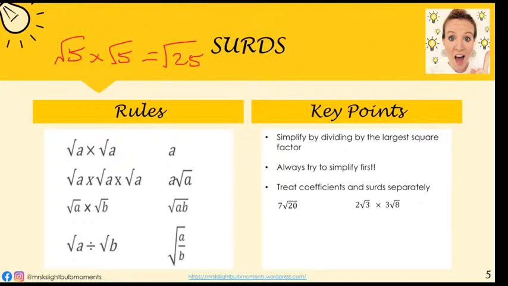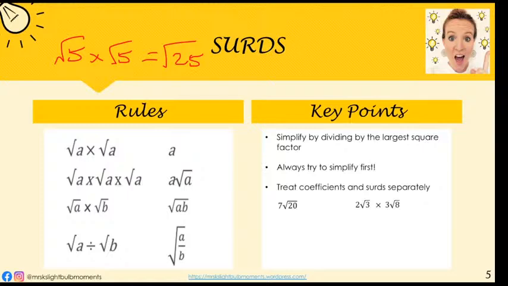These bottom two are the ones we covered in the starter. Root a times root b is root ab, all multiplied together. And the bottom one, root a divided by root b, is root a divided by b. So as long as they're both under a surd symbol, we can just do the multiplication or the division as it says.